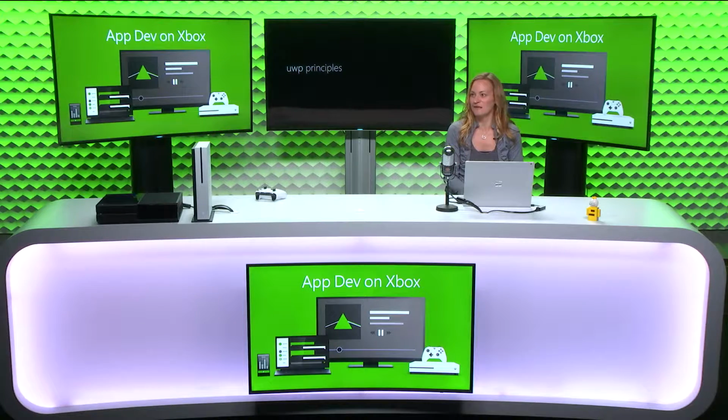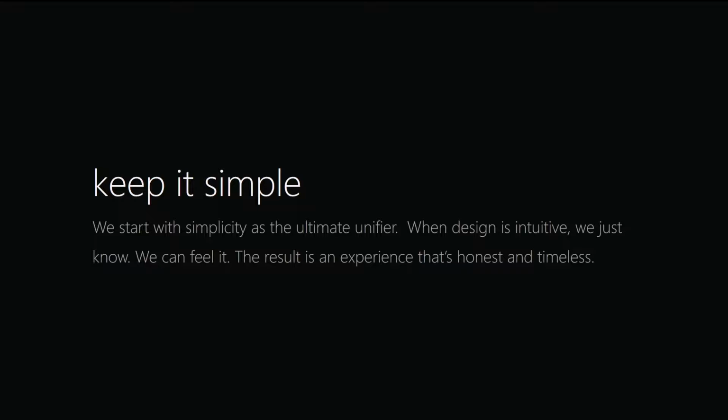First, we're going to start off by talking about the UWP principles that we adhere to. The first one is keep it simple. What does this mean? It simply means having experiences that feel effortless. We design to reduce friction and to remove user error. We work to reduce clutter and to let content shine through any experience. Users should feel like everything just naturally works and fits.